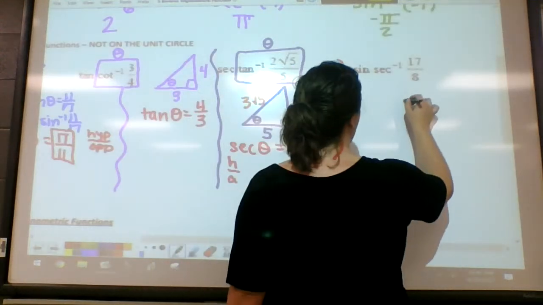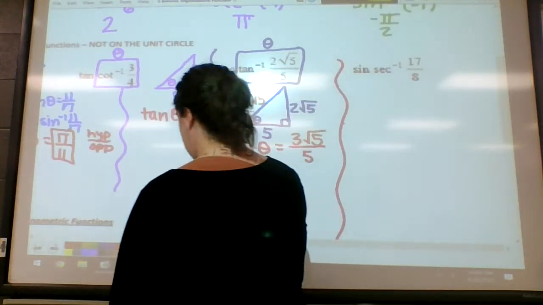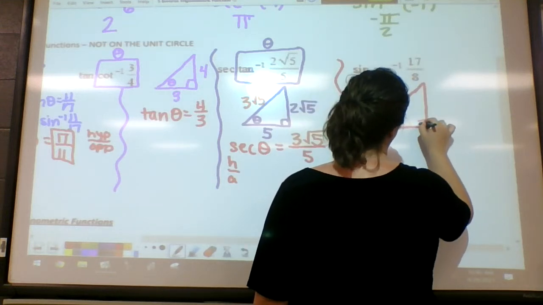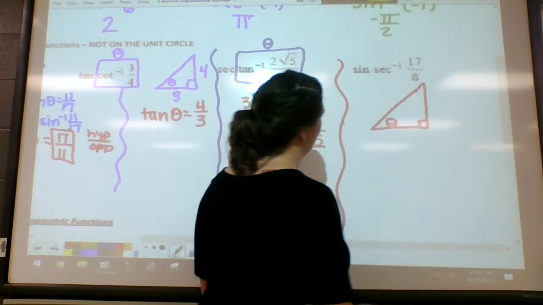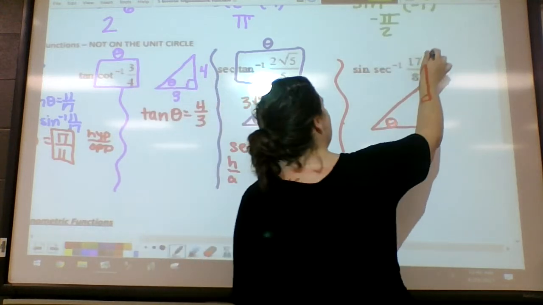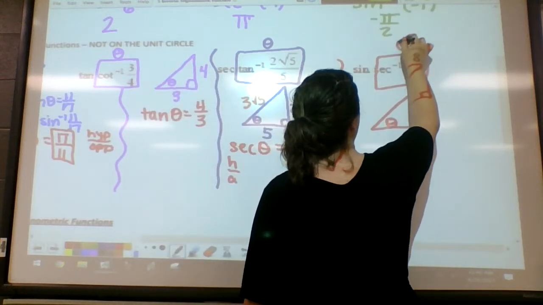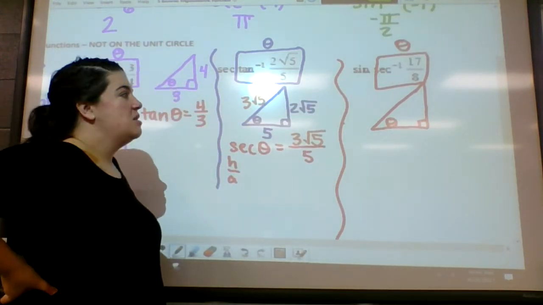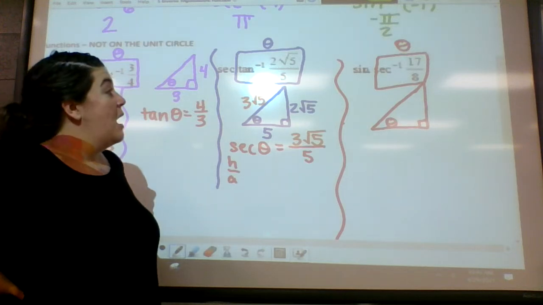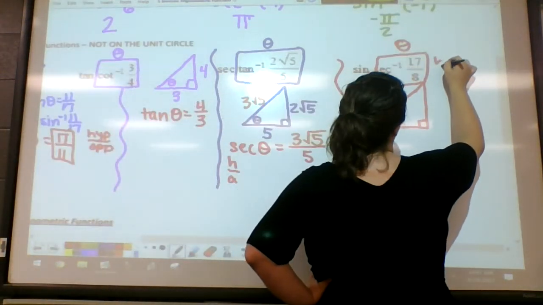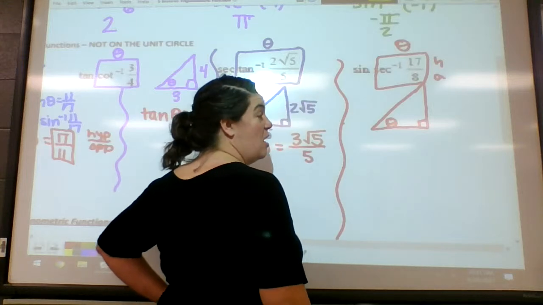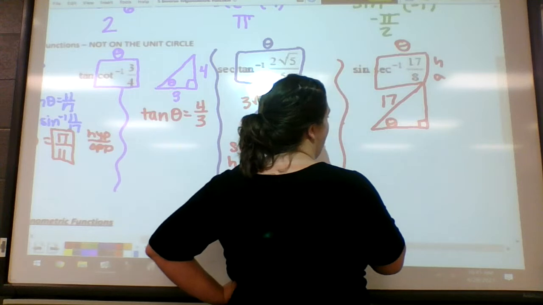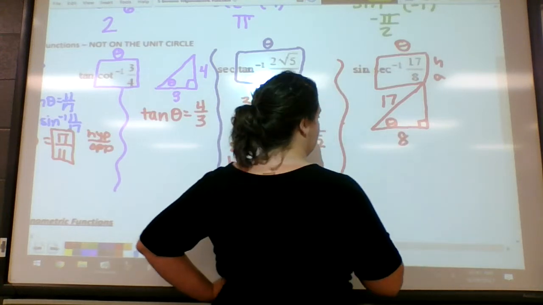All right, last one, not on the unit circle. Secant inverse is 17/8, so that's what we're going to base our theta off of. So secant is what over what? Hypotenuse over adjacent, because it's the reciprocal of cosine, right? And cosine is adjacent over hypotenuse, so it's flipped. So hypotenuse is 17, adjacent is 8.